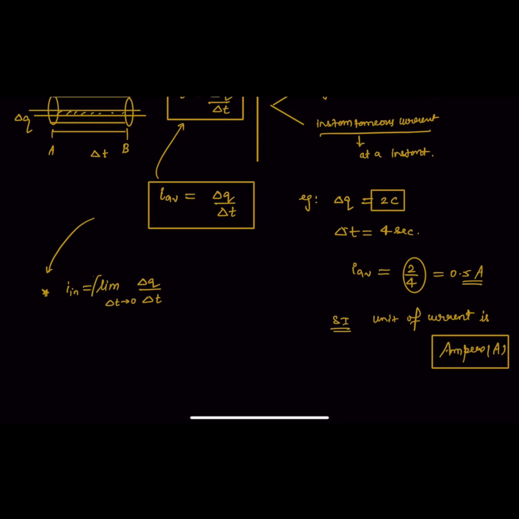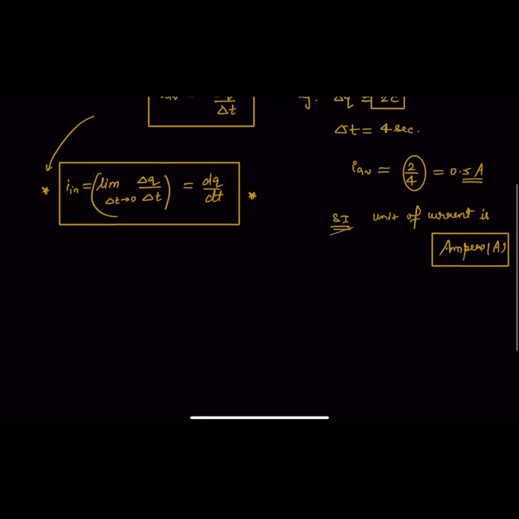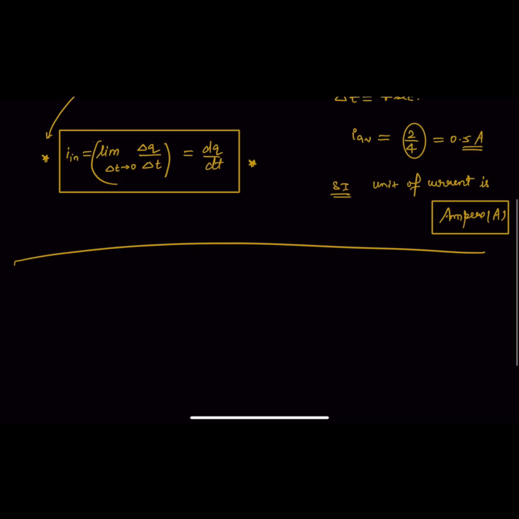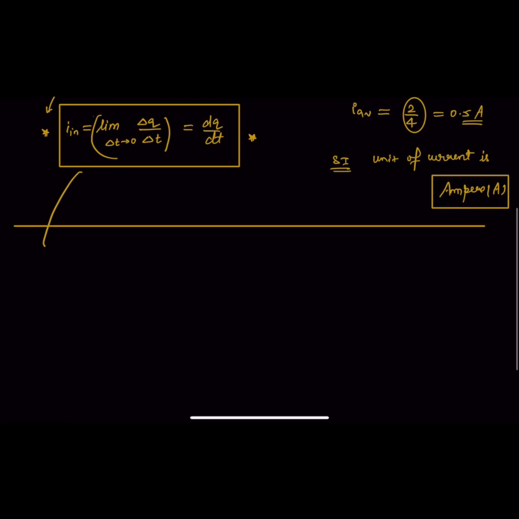Okay, so this term, if I take delta T equals 0, will be converted into dq by dt. You must have seen this term. This is the instantaneous current because we have shrunk the time interval. Now we are familiar with the two concepts of current, that is average and instantaneous current. I'll also be giving you a question on this instantaneous current concept.